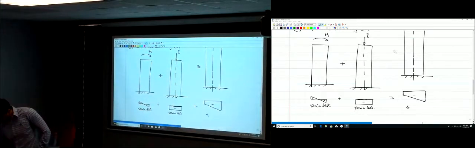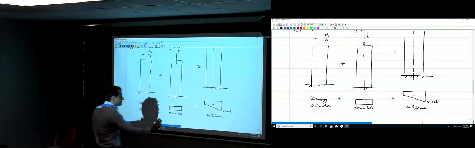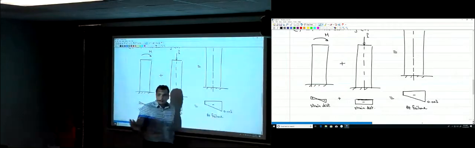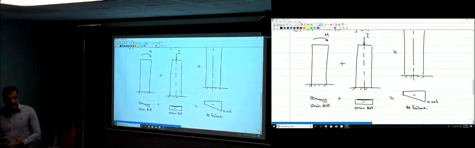So at failure, it will only fail when the strain here is equal to 0.003. Once the strain here reaches 0.003, it will fail. The column will fail, right? The concrete will crush and the column will fail, okay?